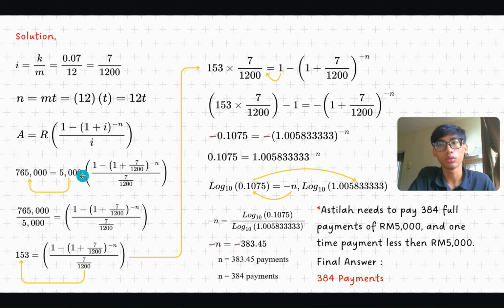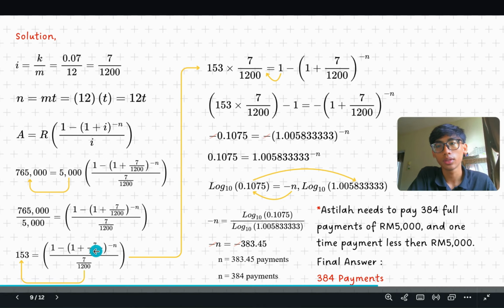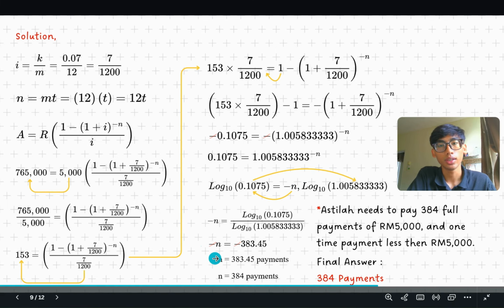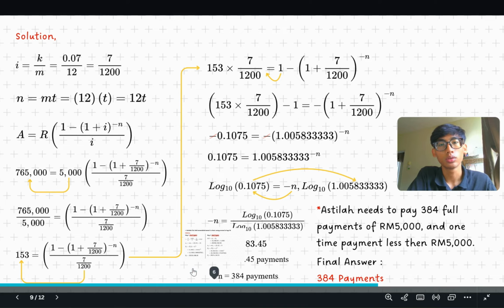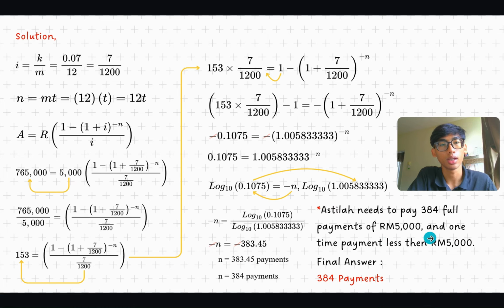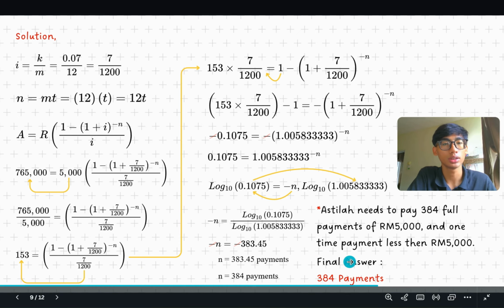After we substitute all, we need to move 5,000 to the left side, and then substitute it. So the answer we will get is 153. And then we need to move 7 divided by 1,200 and 1 to the left side. We simplify both sides, and we cross out the negative. This is the answer we get. So we substitute into the log formula, and then we simplify it. It will be negative, equal to negative 383.45, and then we round off, and the answer we get is N equal to 384 payments. So Astila needs to pay 384 full payments of 5,000 ringgit and one final payment less than 5,000 ringgit. The final answer is 384 payments.